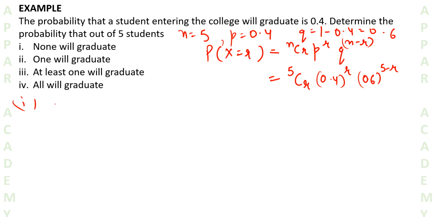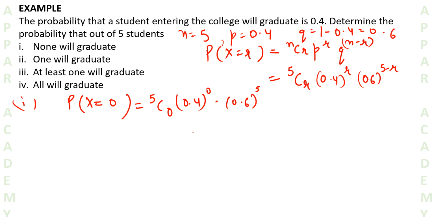So first question, none will graduate. Probability none will graduate means probability of x is equal to 0. So putting in the values, when r is 0, this is simply 5C0, 0.4 to the power 0 into 0.6 to the power 5, right? So what is this? This term becomes 1, 5C0 is again 1, so 0.6 to the power 5 is simply 0.07776. I have already taken out these values. I am simply writing it out directly.